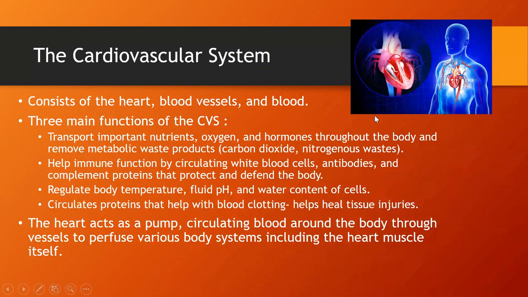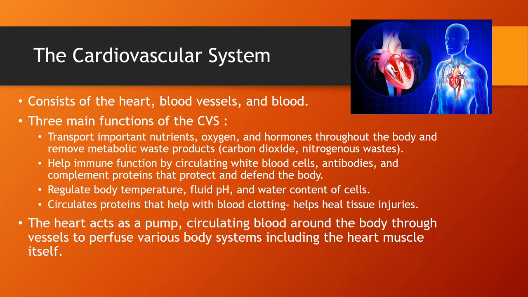So let's start out by revising some of the anatomy of the cardiovascular system. So it consists of, as we mentioned earlier, the heart, which is the pump. Essentially, it's got two atria, two ventricles, as well as the blood vessels, so including arteries and veins, and then the actual blood that is being circulated. So these are the components of the cardiovascular system.